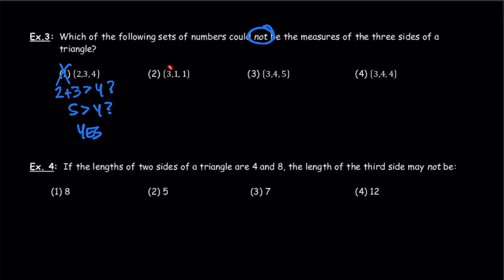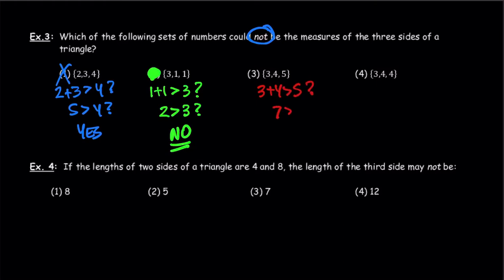The next one, 3, 1, 1. Remember to put them in order. Is 1 plus 1 greater than 3? Is 2 greater than 3? No. So choice 2. And again, for the sake of notes, I'm going to go on and test the other ones. Is 3 plus 4 greater than 5? Is 7 greater than 5? That's a yes. But remember, we want the one that's false, basically. So I reject that. And then my last one here, 3, 4, 4. Is 3 plus 4 greater than 4? 7 greater than 4? That's also a yes.